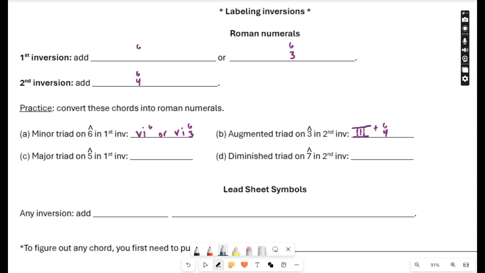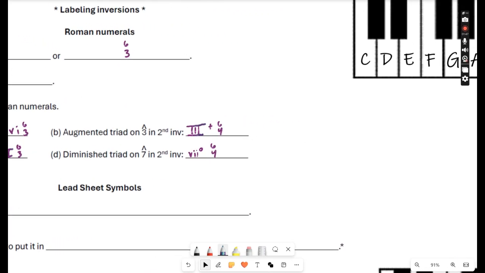A major triad on scale degree 5 in first inversion. So scale degree 5 would be a V, major is uppercase. In first inversion, either 6 or 5, 6-3. If it's a diminished triad on scale degree 7, it's lowercase VII, degree sign for diminished, and then second inversion is again 6-4. So there is a reason for these numbers 6, 6-3, and 6-4, and I'll show you.